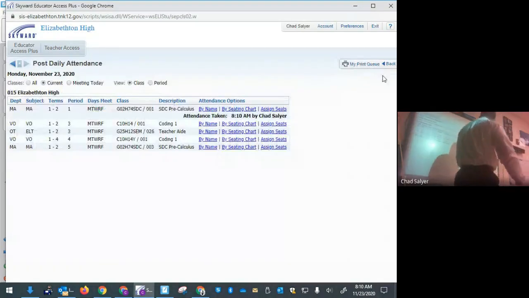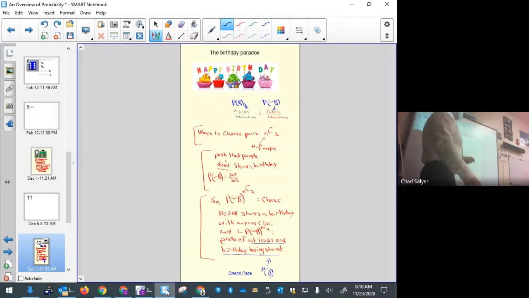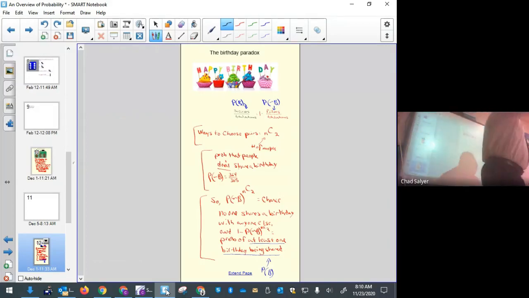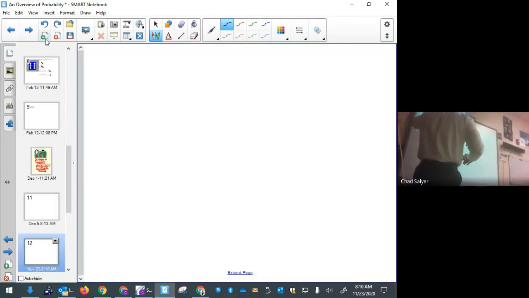Okay, so we're talking about probability, Ellie, and the fundamental idea here is successes over total outcomes. So that's the way you measure the likelihood of an event occurring. Now, let's talk about birthdays. It's an interesting thing, and this kind of gives it away, so let me go back to this blank screen here.